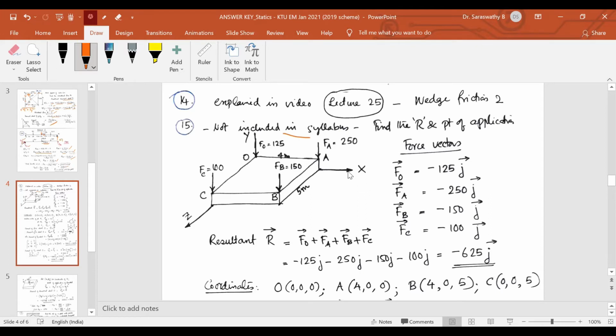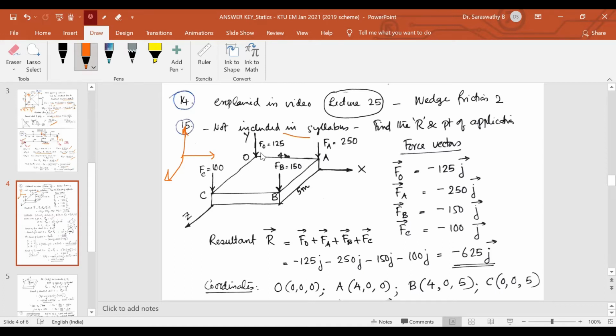So this is x direction. I'll mark the three-dimensional force system. If this is x direction positive, y upwards is taken as positive, and this is z direction. These are the three-dimensional force system. Even though it is not included in the syllabus, I'll give you the answer, because sometimes if you get similar questions this time also, it will be useful for you.